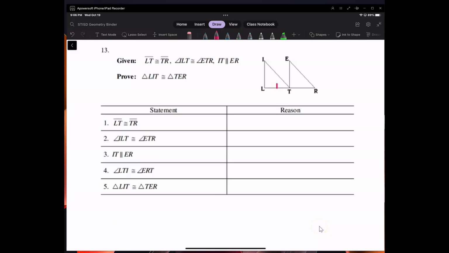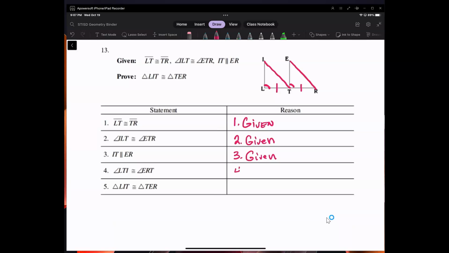Given to us, segment LT is congruent to segment TR, and that's given. Angle ILT is congruent to angle ETR, and that was given. Number 3, IT is parallel to ER, and that was given. So yeah, there were three given statements.